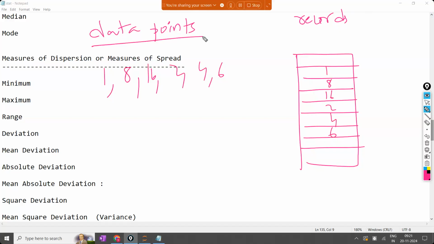In the certification, they will ask for the given data, what is the minimum value, what is the maximum value, what is the mean value. But if they give the same thing in a tabular format, instead of for the given data points, they use for the given records, right?